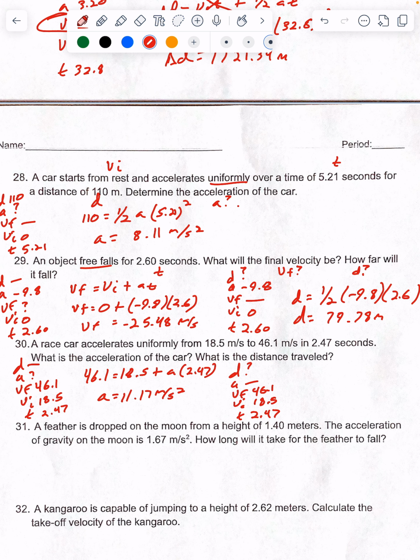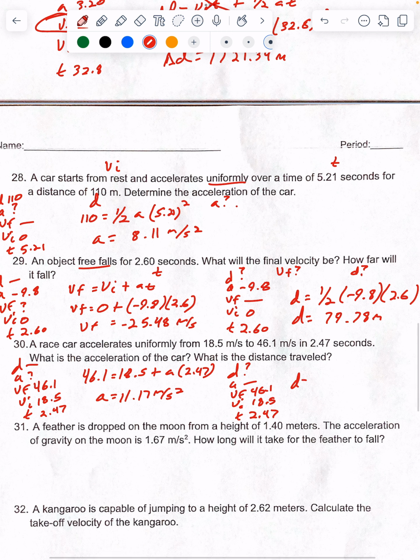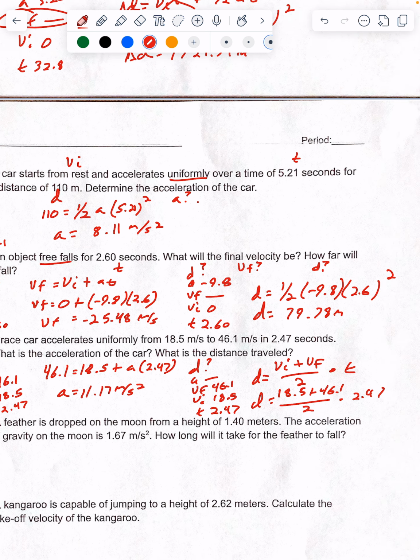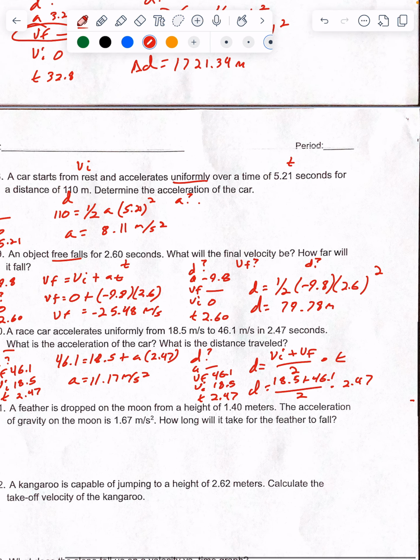So we're going to use equation number 2. So that is D equals VIT. I'm sorry, nope, wrong equation. Got used to using that. D equals VI plus VF over 2 times T. So that's equation number 2. That's what it looks like. So D equals 18.5 plus 46.1 divided by 2 times 2.47. So again, take this in steps. You're going to get a distance of 79.78 meters.